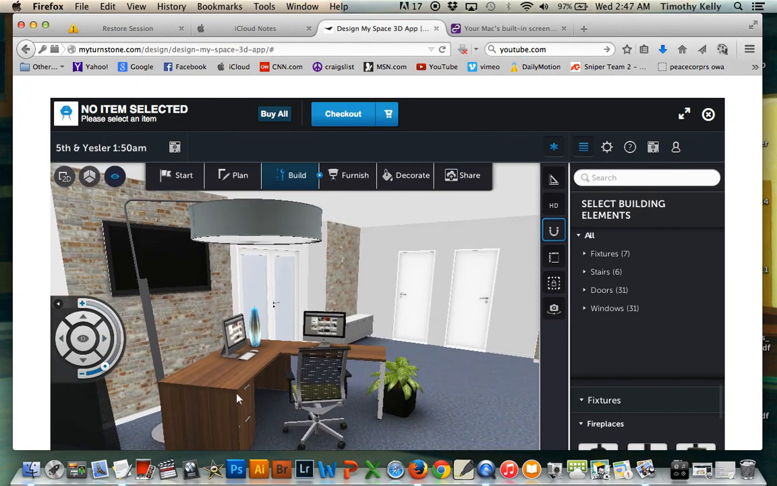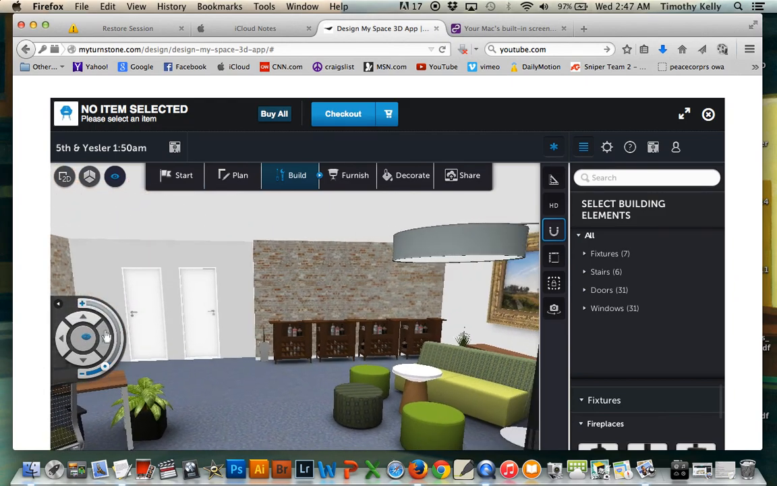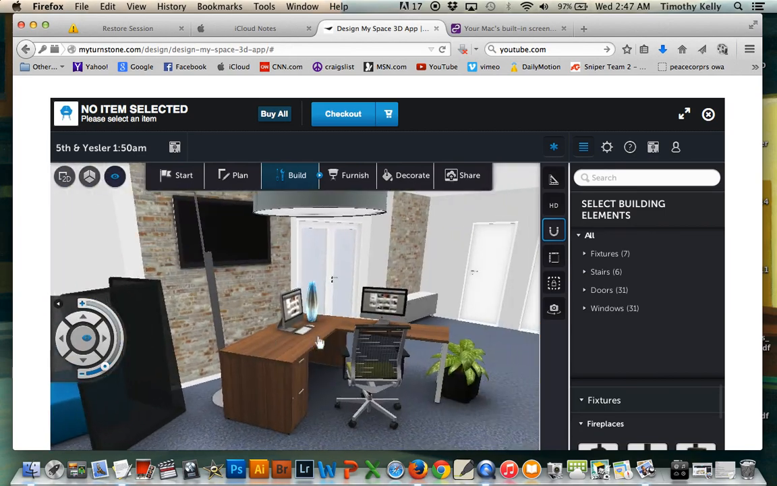This is the reception desk. Obviously, well, it's not obvious, I couldn't curve it, so I just threw in this L shape, and put a TV on the wall and called it a day. But this is the space. Fifth and Yesler.